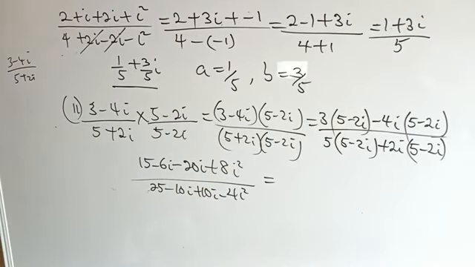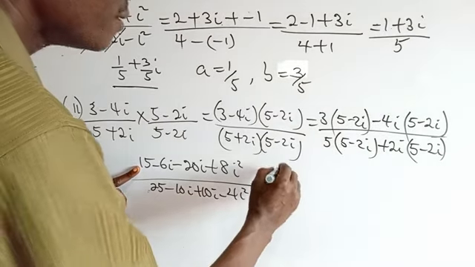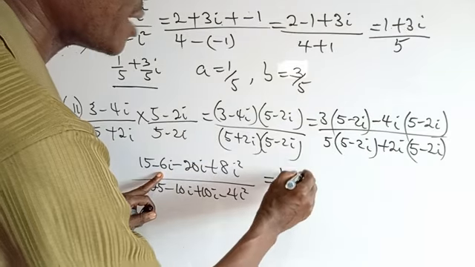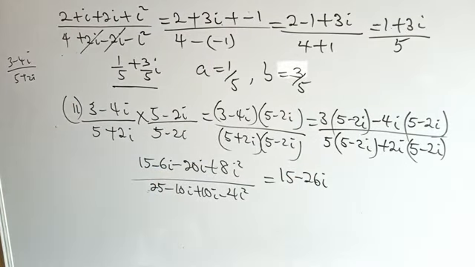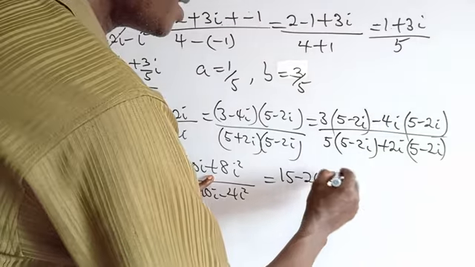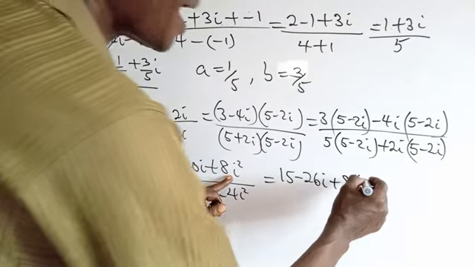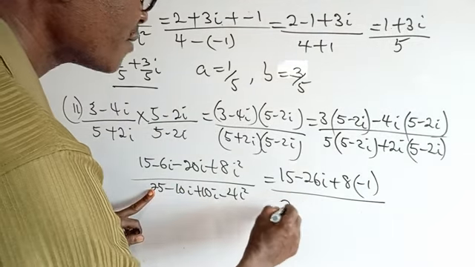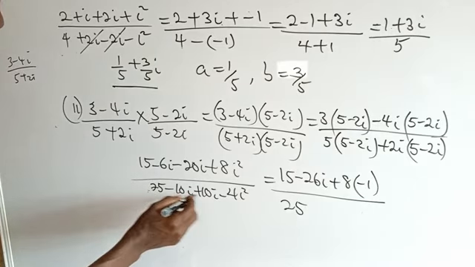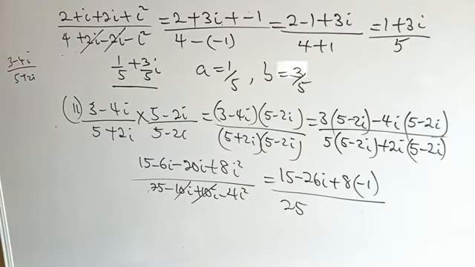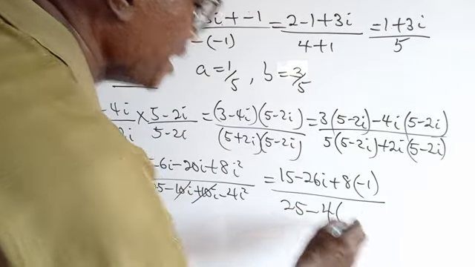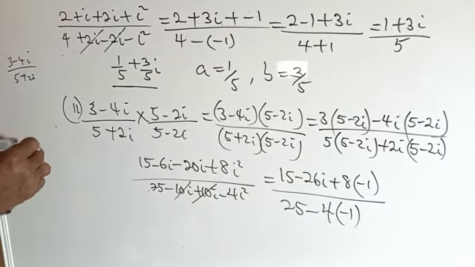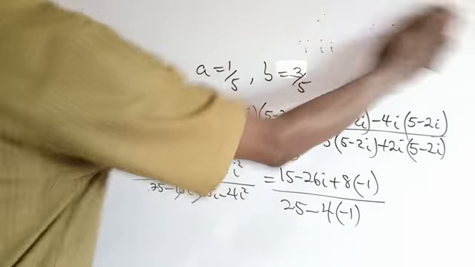So let's evaluate. Let's collect like terms. We have 15, yes. Minus 6i minus 20i, that's minus 26i, okay. Then plus 8 multiplied by i squared is what? Minus 1. So everything all over 25. Then minus 10i plus 10i, they cancel each other out. Then minus 4 into i squared, what is i squared? Minus 1. Okay.